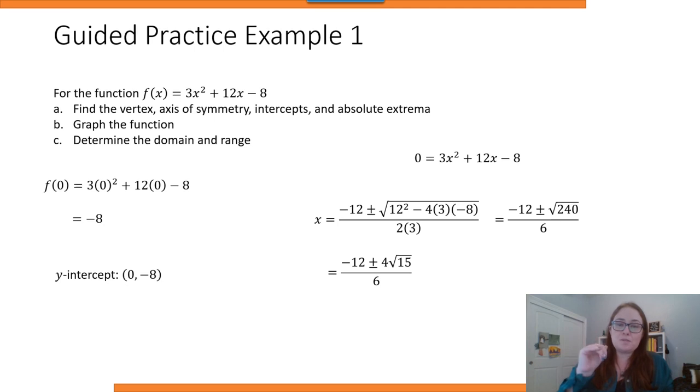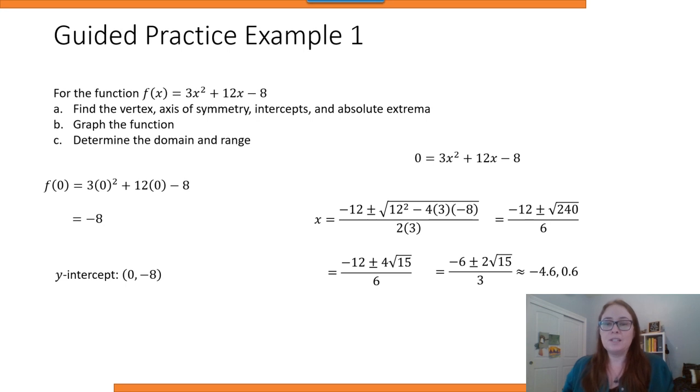And all of my values are even now. The 4, the 12, the 6 are all even. So I can reduce this all by 2. So dividing every term by 2, I end up with negative 6 plus or minus 2 root 15 over 3.